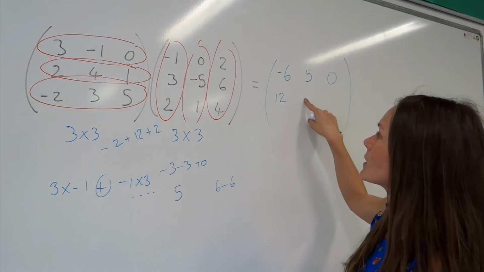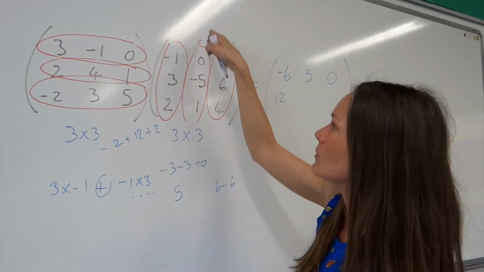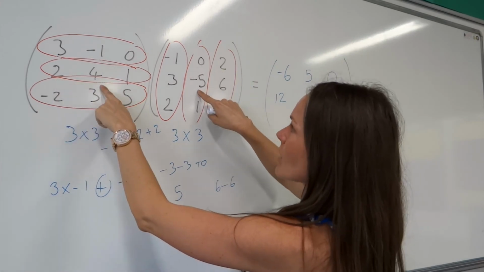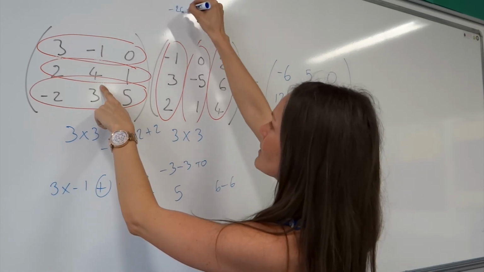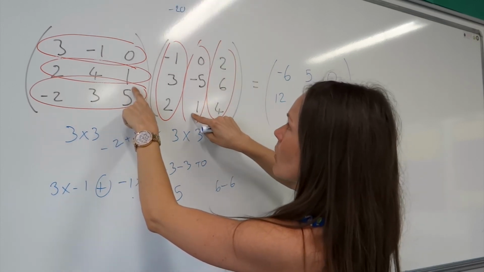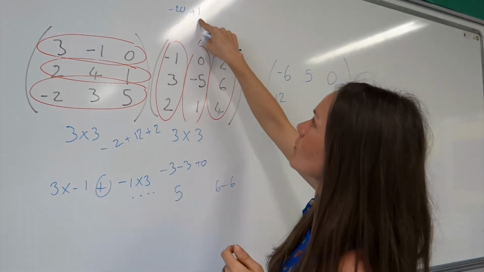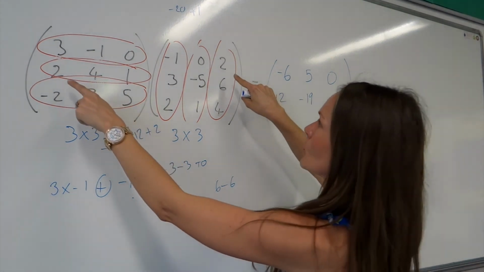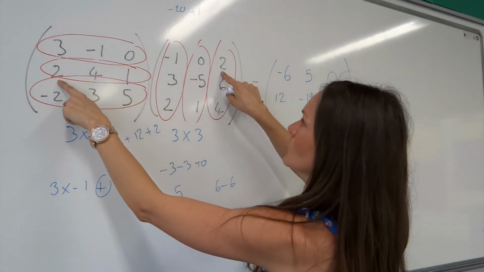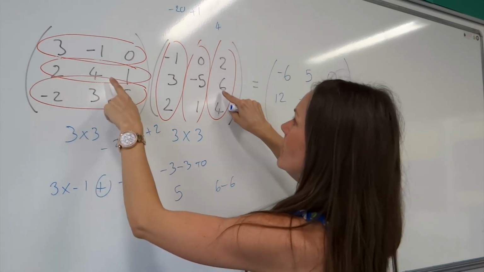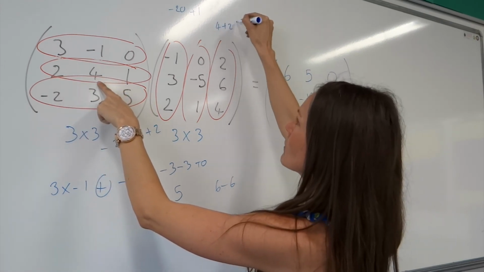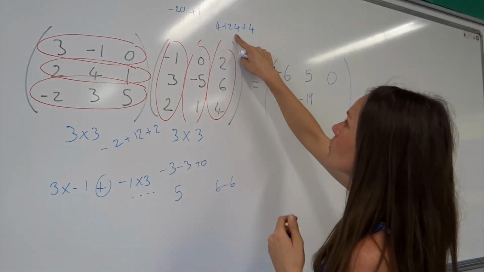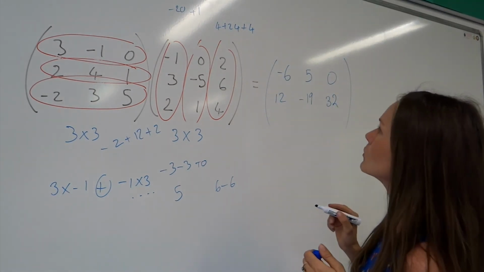So let's have a go at the middle one. So we're doing the middle row and the middle column. So I've got 2 times 0, which is just 0, 4 times minus 5, which gives me minus 20, and then the last one, 1 times 1, which gives me 1. So that simplifies to negative 19. Now for the middle right. So these two, the middle and the right. So I've got 2 times 2, which is 4. Then I've got 4 times 6, which is 24. And then finally 1 times 4, which is 4. Okay, so 24 plus 4 is 28, so that gives me 32 altogether.